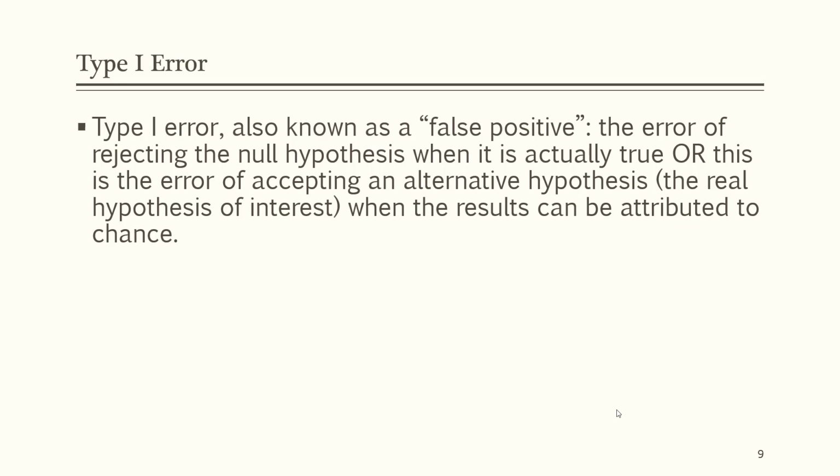So this is the error of accepting the alternative hypothesis when the results can be attributed to chance. This is the error, again, of rejecting the null hypothesis. We're going to say that, yes, there is a difference here, when maybe there really wasn't. It was just due to chance. That's that 5 times out of 100 we're willing to make a type 1 error. We're willing to say that there is a difference here when there really isn't. So that's what the 0.05 is.